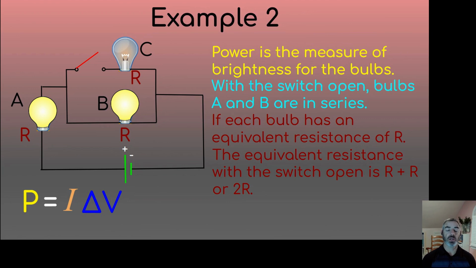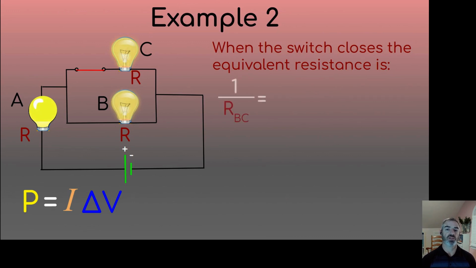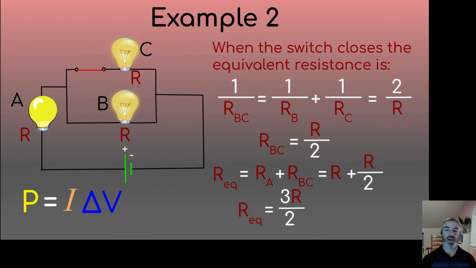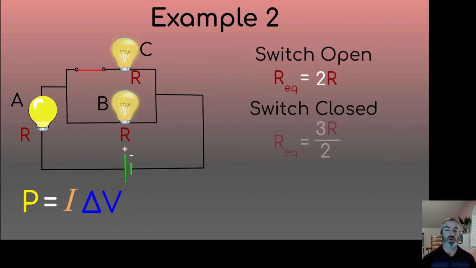But when the switch is closed, then we find the equivalent resistance in the parallel branch first, since B and C are in parallel. So we use our equation for parallel, and we know that each of those has a value of R, so it's going to give us 2 over R. Then we have to flip it, so that gives us R over 2 is the equivalent resistance for the BC branch. And then we can add that with our value for A, which is going to give us R plus R over 2, which is 3R over 2, or 1.5R. So if we compare, when the switch was open, the equivalent resistance was 2R. When the switch was closed, the equivalent resistance was 3R divided by 2.